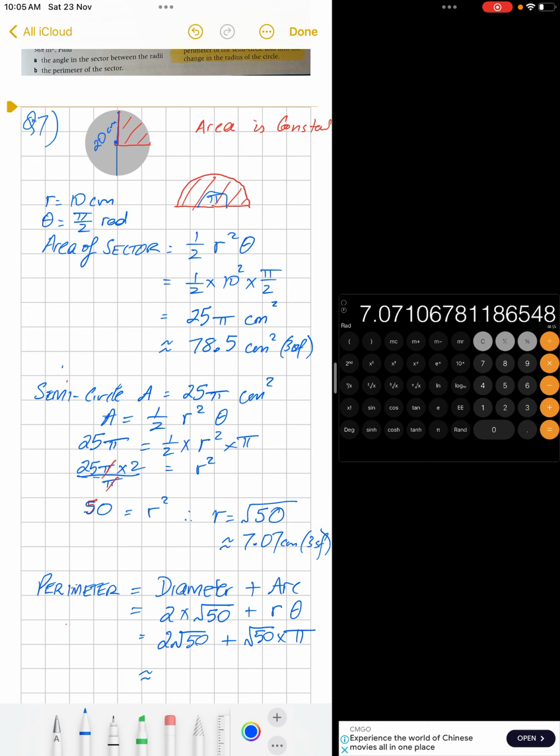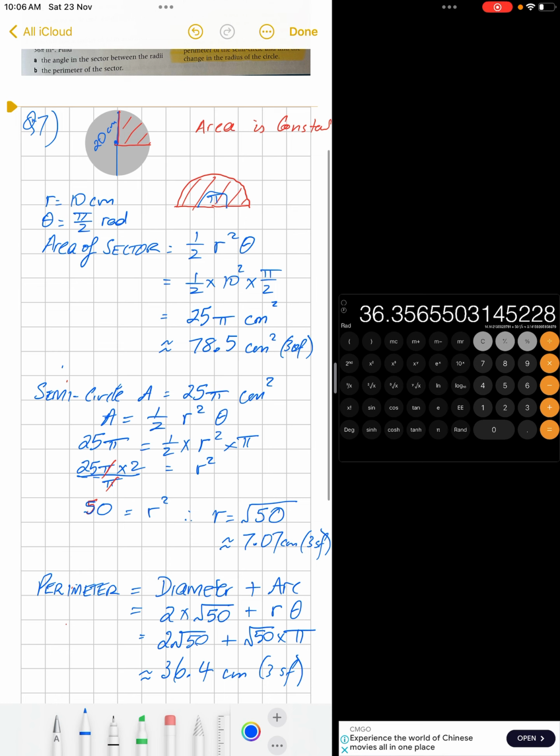Well, let's put that in the calculator and come up with the perimeter. We've got 2 times square root of 50, that's the diameter, which is 14.1 approximately, plus root 50 times pi, that's our arc length, and we've got a perimeter of about 36.4 centimeters. 14, 3 sevens are 21, about 35. Yep, that looks good. And that's to three significant figures.